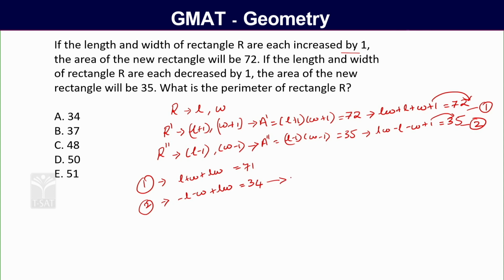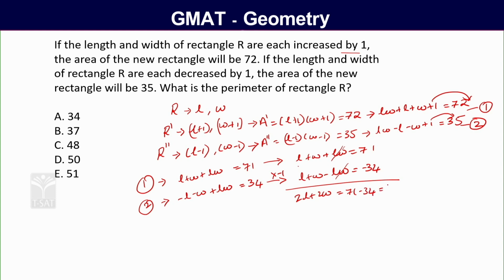Multiply this equation by minus 1, then you will have L plus W minus LW is equal to minus 34, and keep this equation as it is: L plus W plus LW is equal to 71. Now add these two, you will get 2 times L plus 2 times W, and plus LW and minus LW will get cancelled, is equal to 71 minus 34, that is 37.